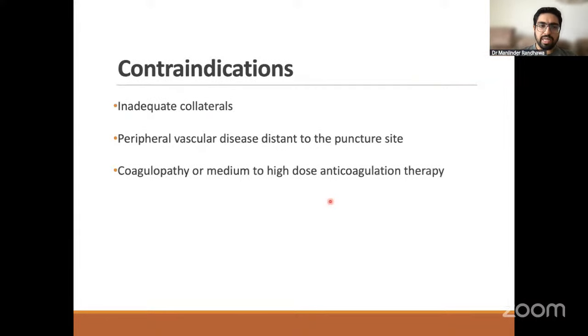So these are the contraindications: if there are inadequate collaterals when you're assessing with the modified Allen's test, if there is peripheral vascular disease at the puncture site, or if there is significant coagulopathy, or the patient is on medium to high dose anticoagulation therapy. In these patients, you should be very, very, very cautious before pricking any artery.